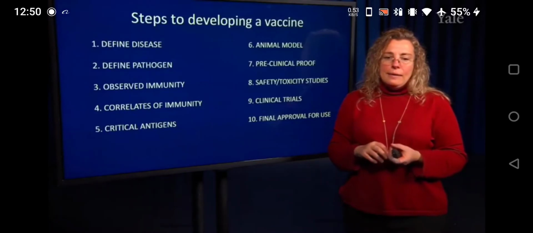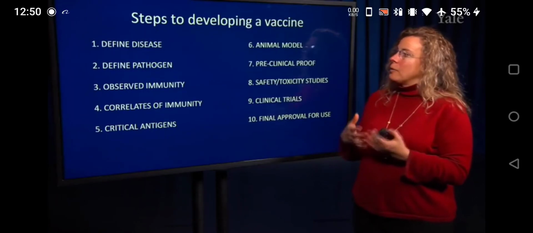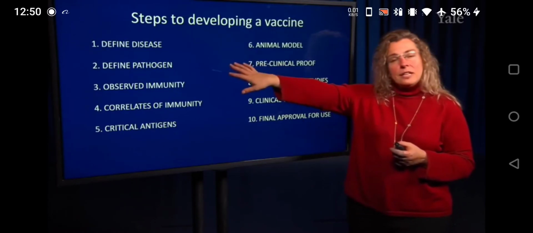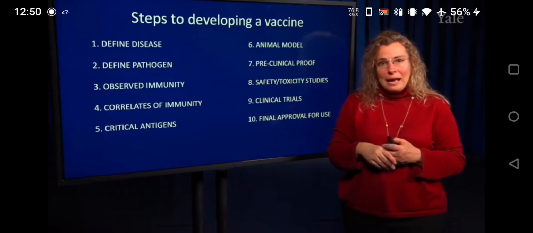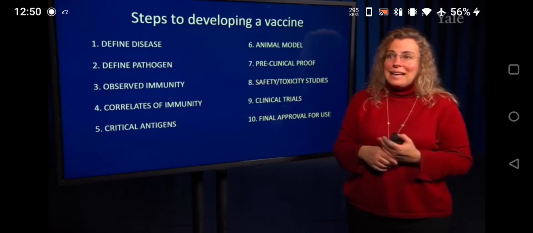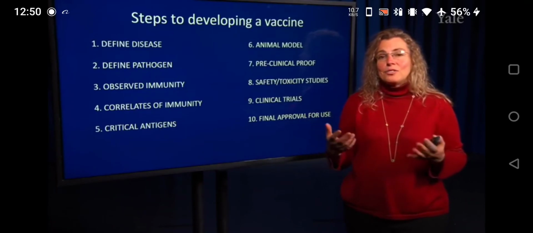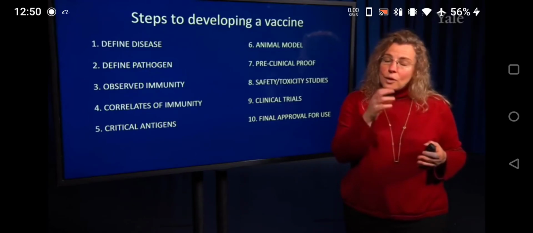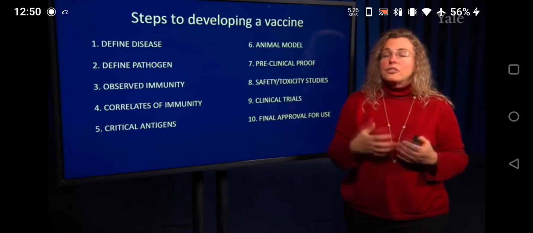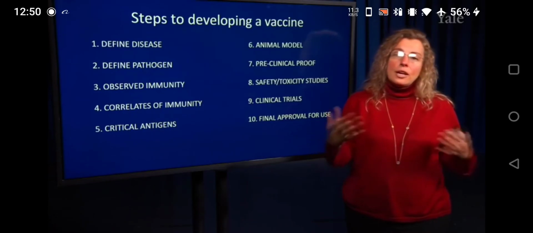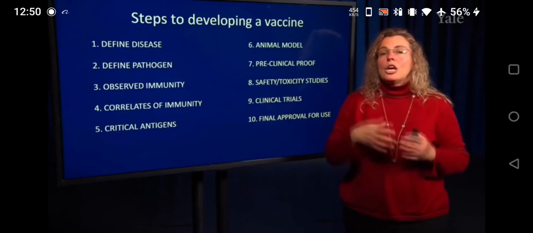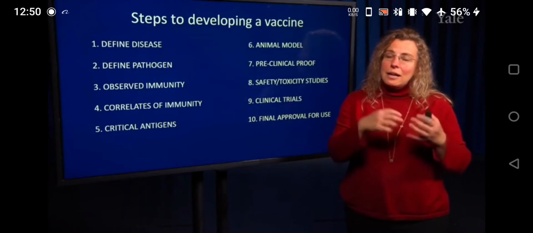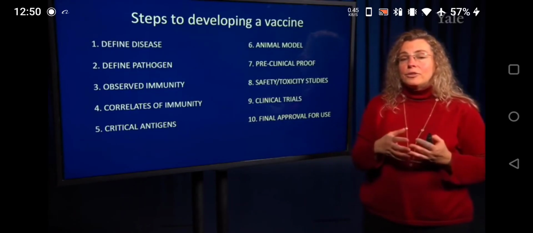Okay, so I want to go back and talk about the steps to developing a vaccine. First, you have to define your disease and actually define your pathogen. Now, that sounds simple, but for some pathogens, we don't actually have a good handle on that and know exactly what the disease is or exactly what the pathogen is. For instance, we may not have been able to isolate the pathogen. If we can't grow the pathogen in vitro or isolate it, we know it exists, but it's going to be very difficult to develop a vaccine if we can't isolate and grow a pathogen in vitro.